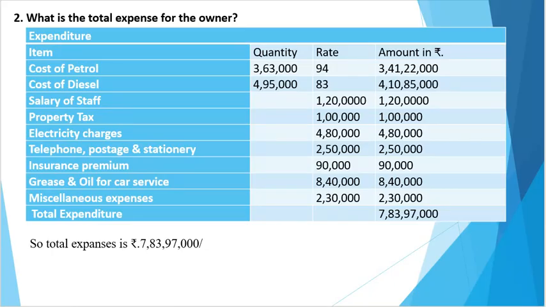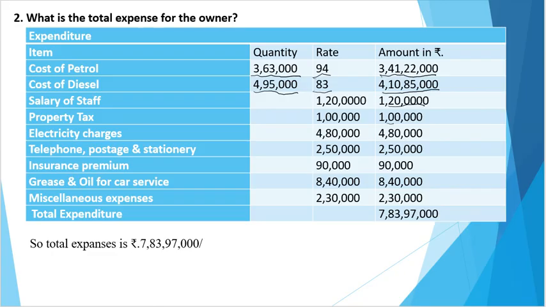So see here, petrol, the quantity he is buying at 94 rupees, means 3 crore 41 lakh 22,000. He is buying 4 lakh 95,000 of diesel at the rate of 83 rupees per liter, 4 crore 10 lakh 85,000. Then salary of staff 1 lakh 20,000.